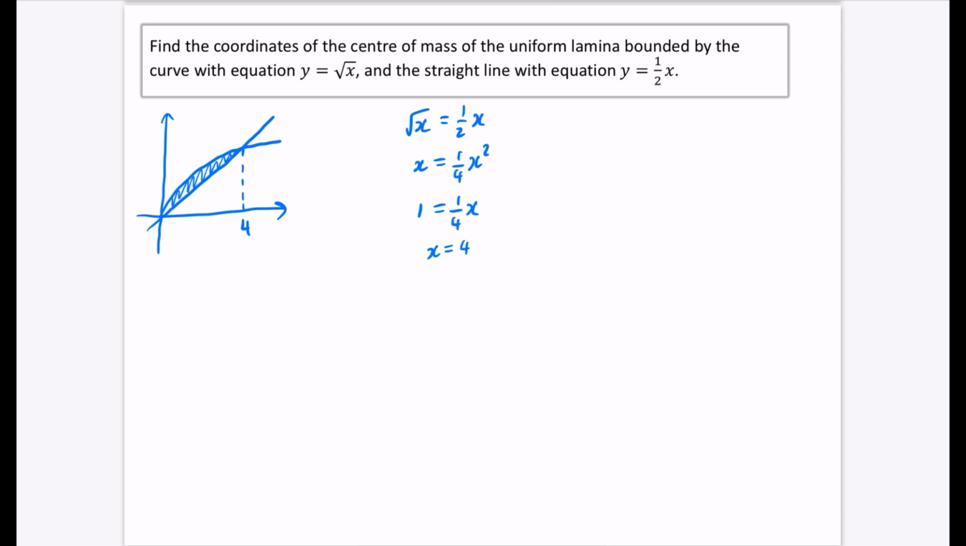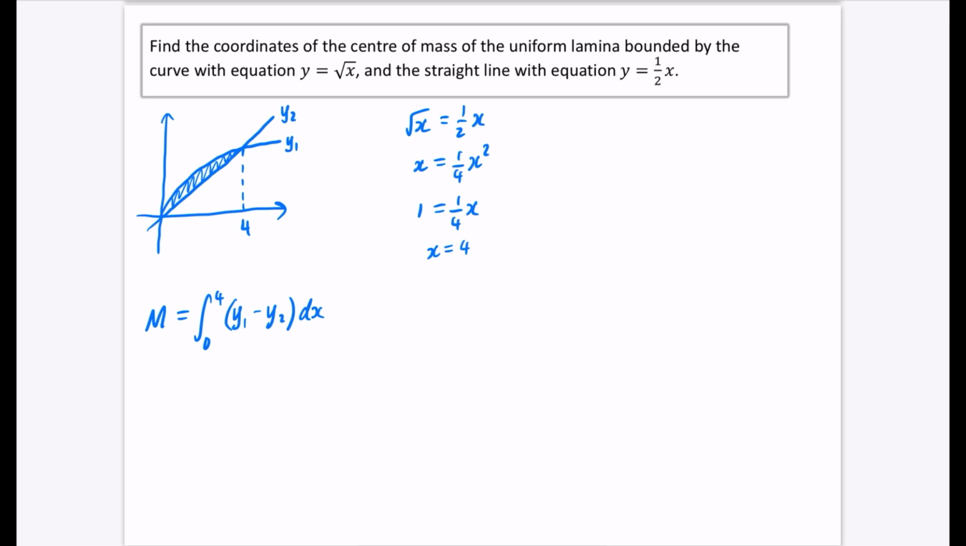So if I call this top one y1 and the one underneath it y2, when we're going to find the area, which I'm just saying is kind of like the mass, we would normally integrate between 0 and 4 of the top curve minus the bottom curve, with respect to x. So that part is going to be perfectly fine in our formula.